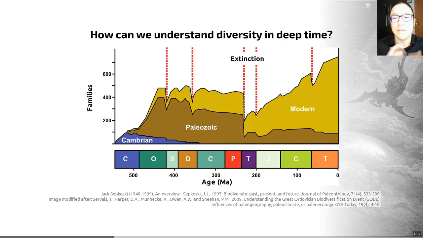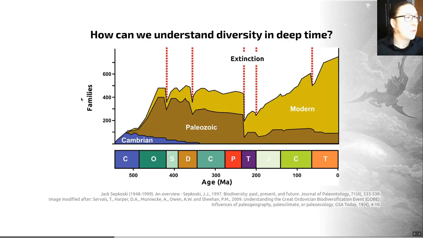One of the key names in this area is a gentleman called Jack Sepkoski. He's a key name behind the study of diversity in deep time. He created graphs, such as the one shown here, that show the global history of diversity through successive intervals of geological time. He counted, for example, the number of families present at each time period, or the number of genera, the genuses that were around at different times. In doing so, he showed robustly, amongst other things, that there seemed to be periods of pulsed extinctions.